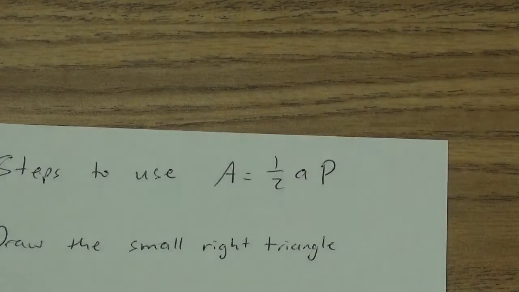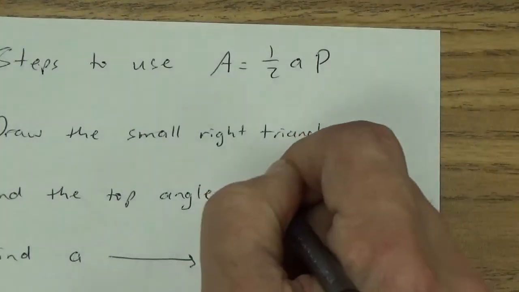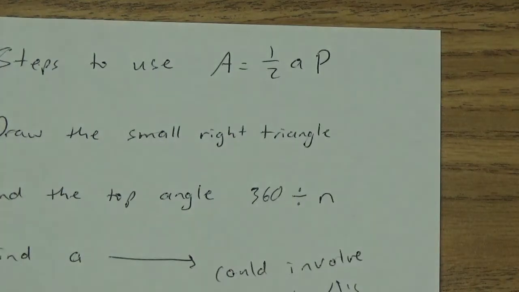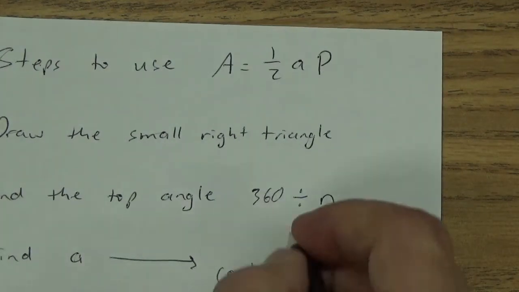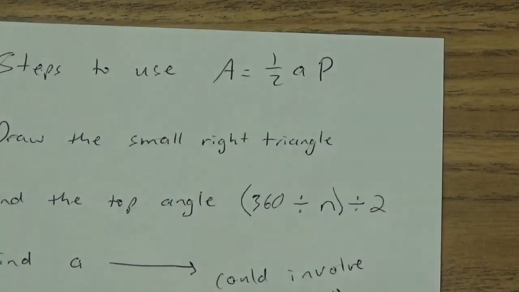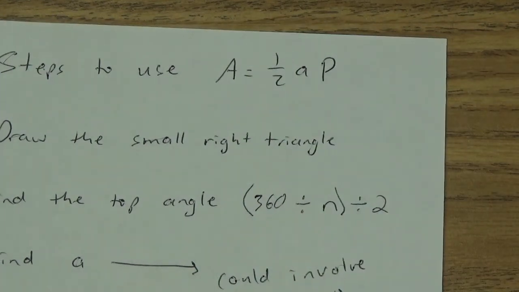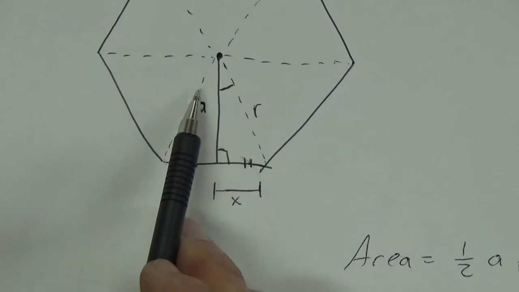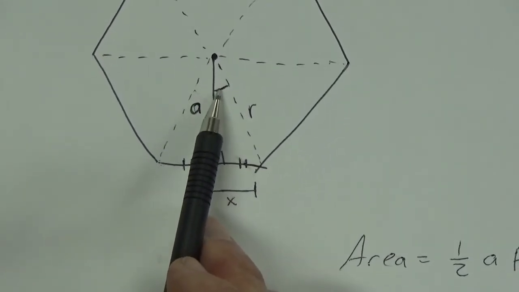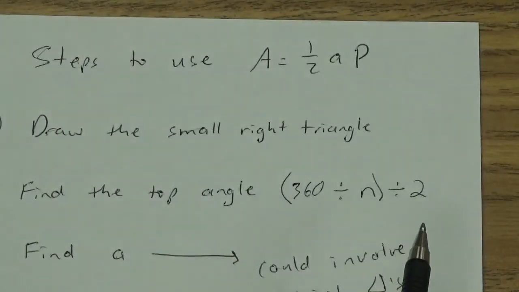So to find the top angle, what we do is we take 360, we divide it by my number of sides, n is the number of sides, and then I take that divided by 2. So 360 divided by the number of sides would give me the angle that starts here and goes all the way over to there. And then when I cut that angle in half, I get just that angle. So that's how we find the top angle.